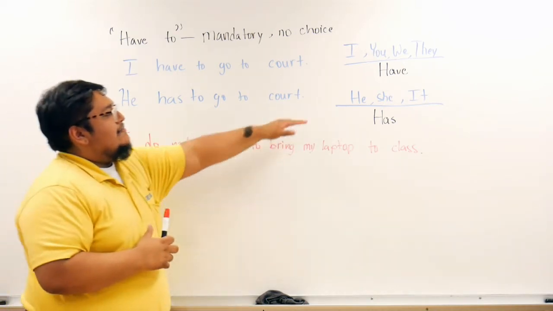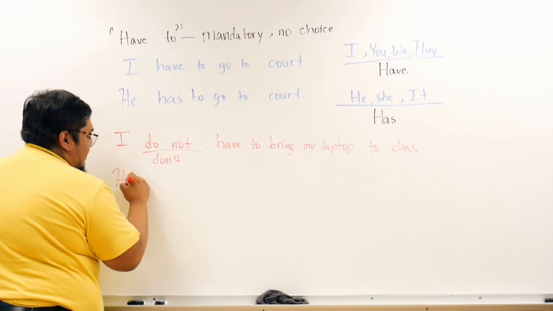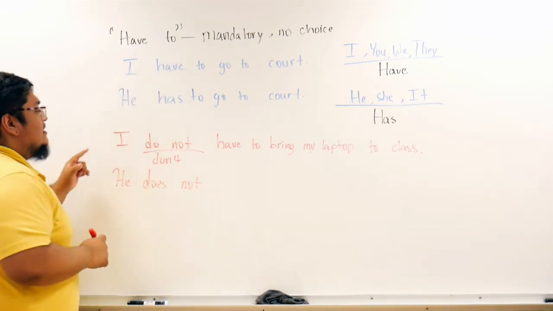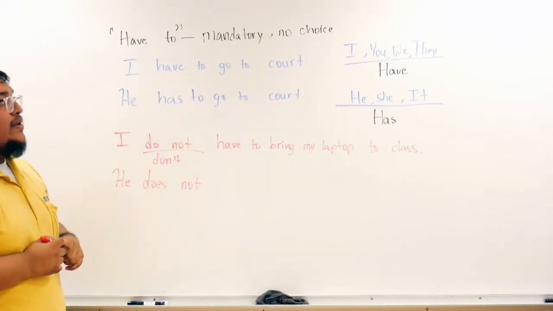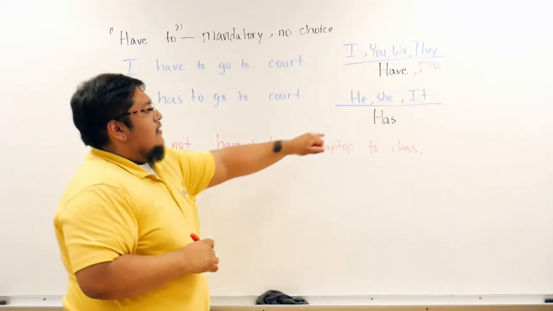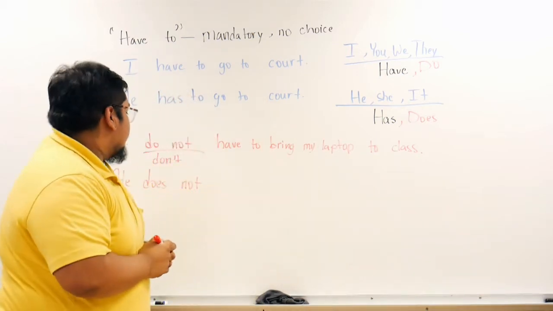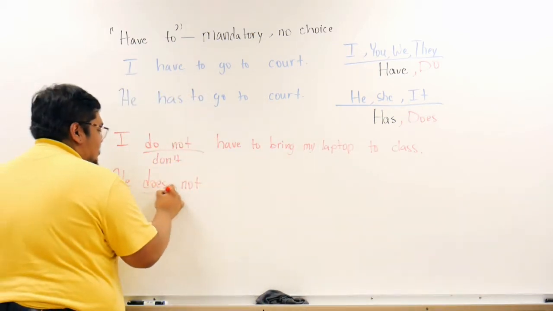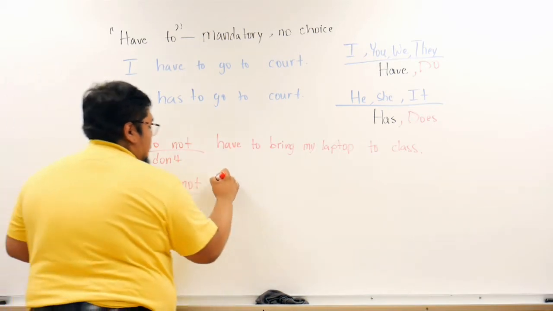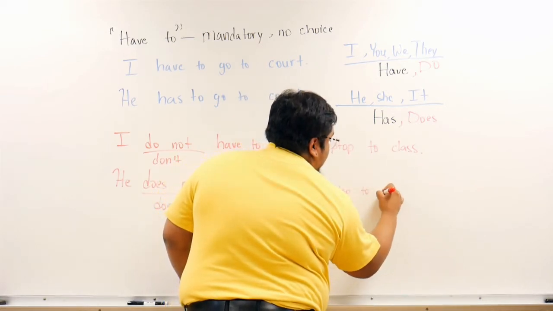How does it change? Because in the positive, the word changes. Does it change in negative? Let's see. He, the auxiliary changes. So he does not, because here's another rule. For I, you, we, they, we have to use the auxiliary do when we're making negatives. For he, she, it, we have to use does. So he does not, and it does make a contraction, which is doesn't. So he doesn't or he does not have to bring his laptop to class.